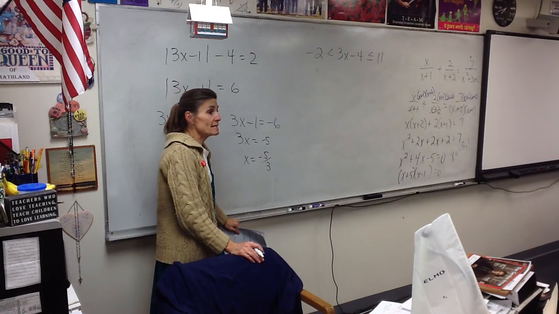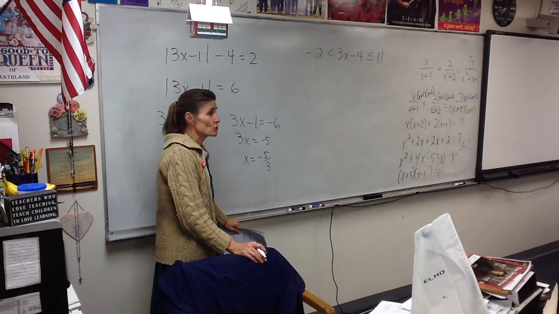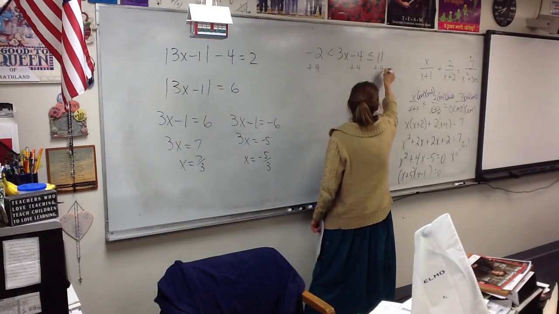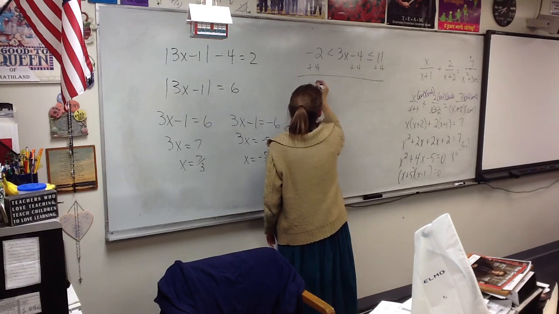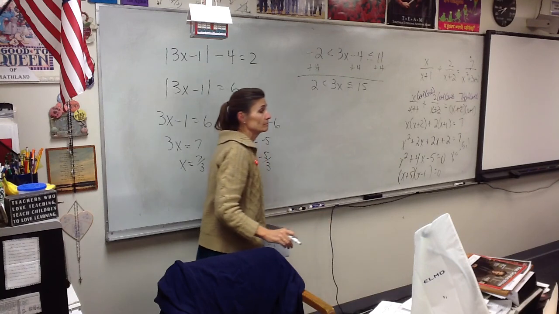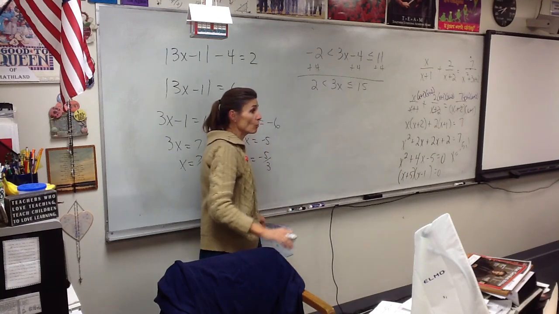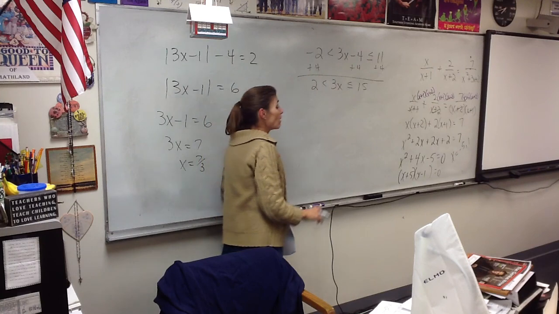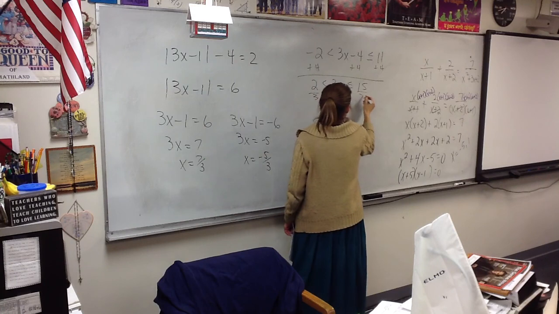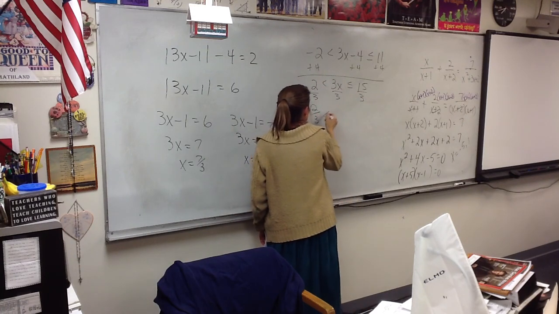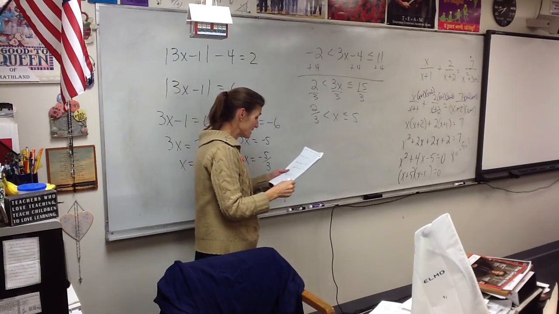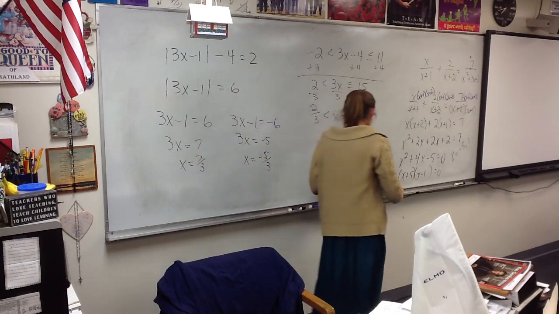We're gonna solve this. We need to get x by itself. So the first thing I'll do is add 4. But when you add 4, do it to both sides, everything. That's right. So you have 2, 3x, and 15. Do you see how I added 4 all the way across? Now I'm going to do the same thing, only I'm going to divide by 3 all the way across. So 2/3 is less than x is less than or equal to 5, and that's the answer to the question. You're all done. There's nothing else to worry about.